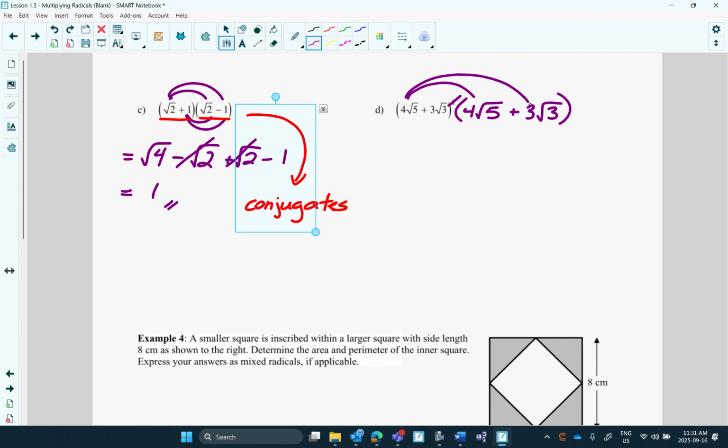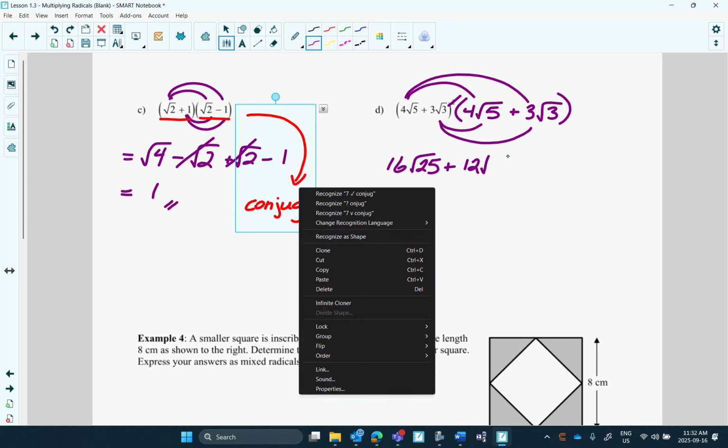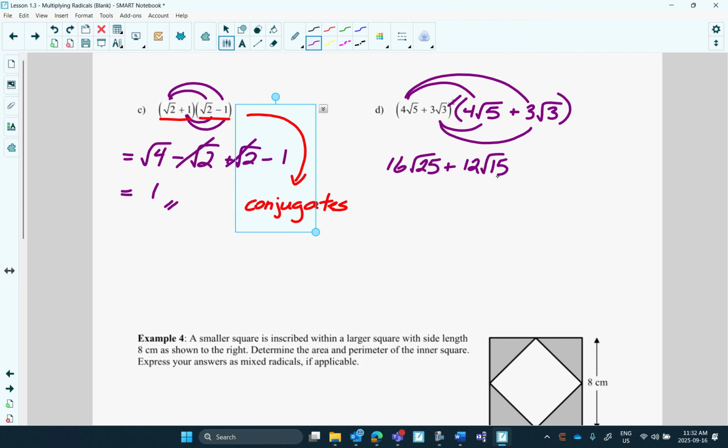Again, 4 root 5 times 4 root 5 is 16 root 25. Plus 4 root 5 times 3 root 3 is 12 root 15. Plus 3 root 3 times 4 root 5 is 12 root 15 again. And finally, 3 root 3 times 3 root 3 is 9 root 9.